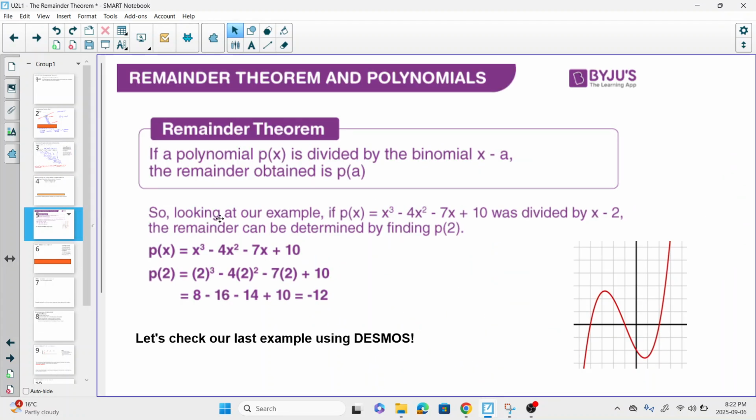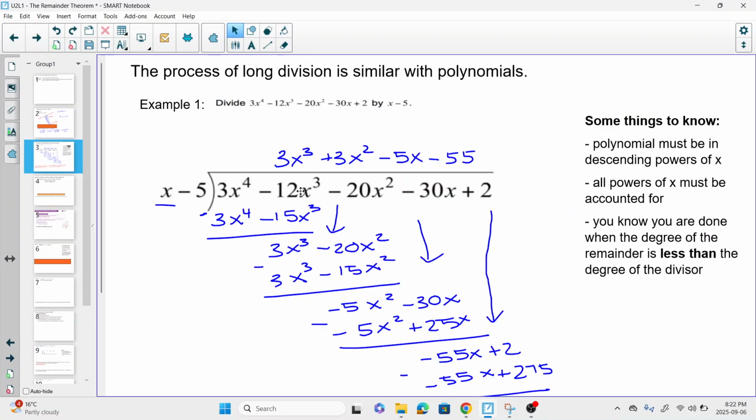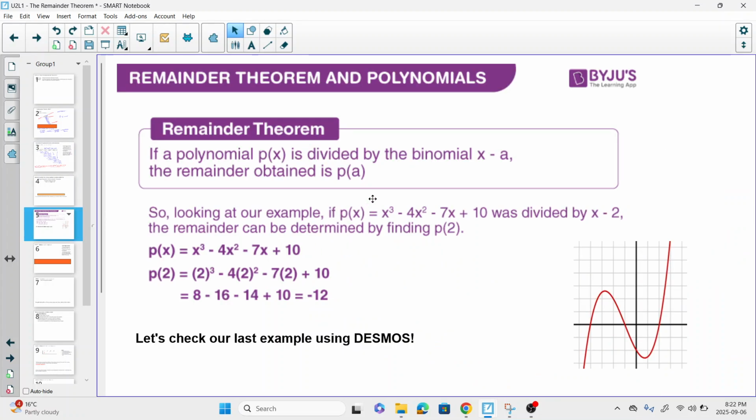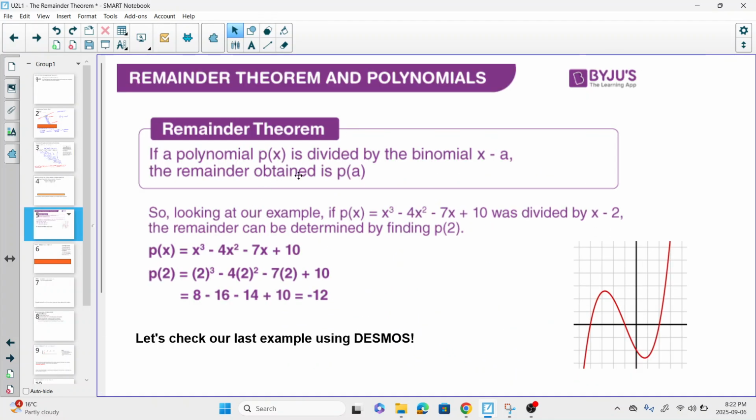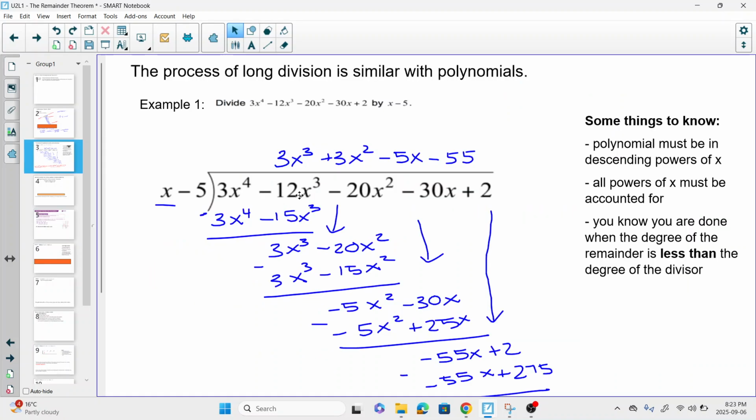So, what is the remainder theorem? So if a polynomial, we'll call it p at x, is divided by a binomial, we'll call that x minus a. So in the previous example, this would be my polynomial, p at x divided by x minus a, and in this case we have x minus 5. So if these two things were divided, the remainder, which in this example was negative 273, the remainder of that division could be obtained, we could figure out what the remainder is, by subbing in the value of a into the polynomial.